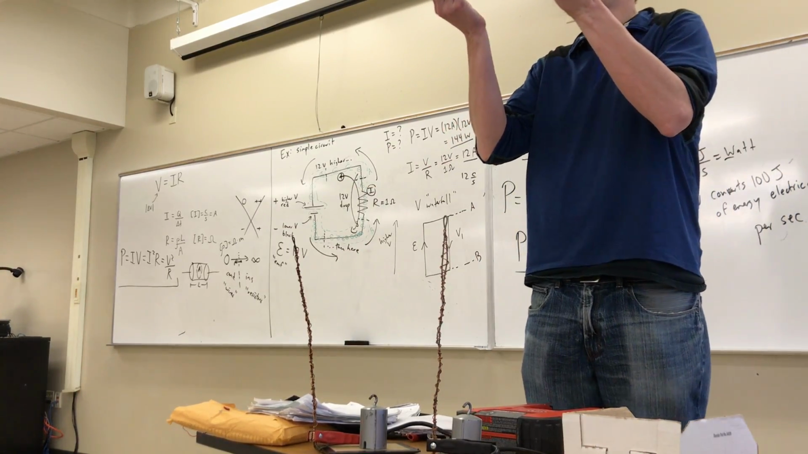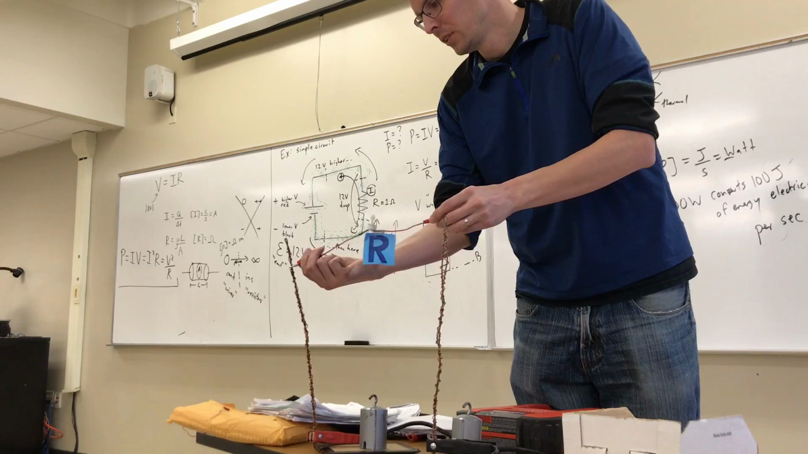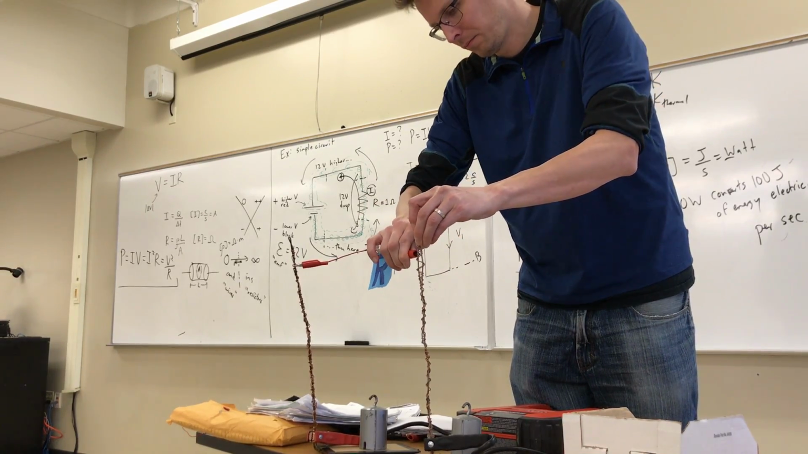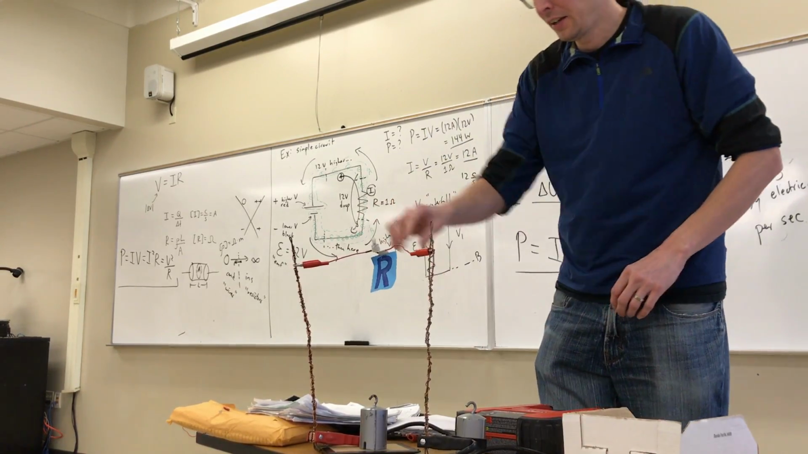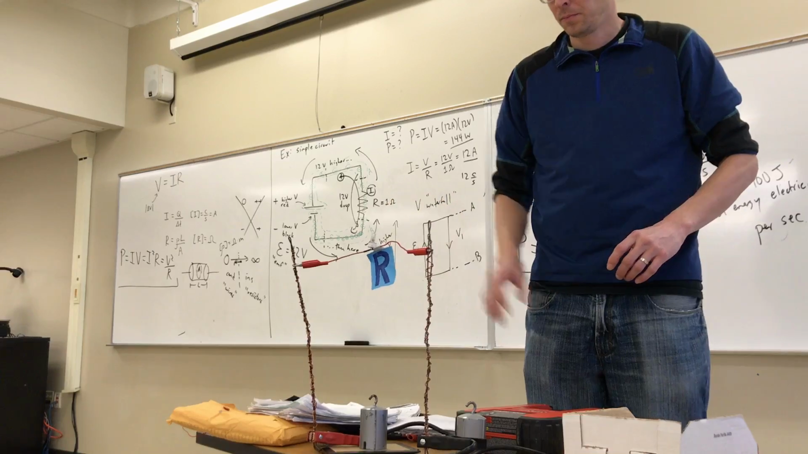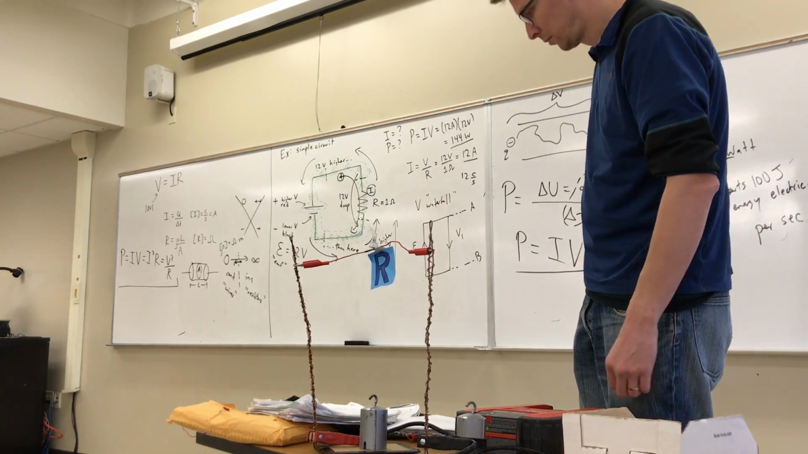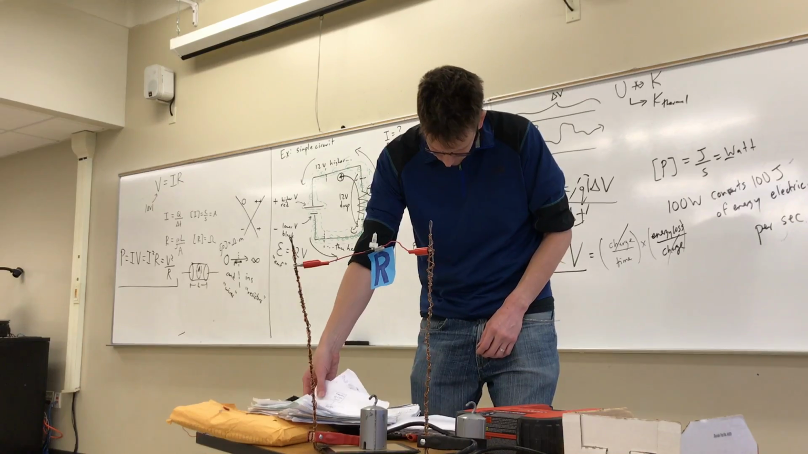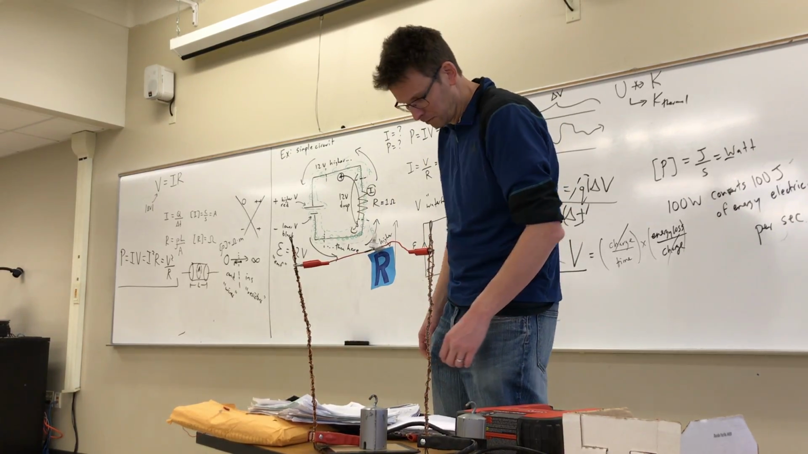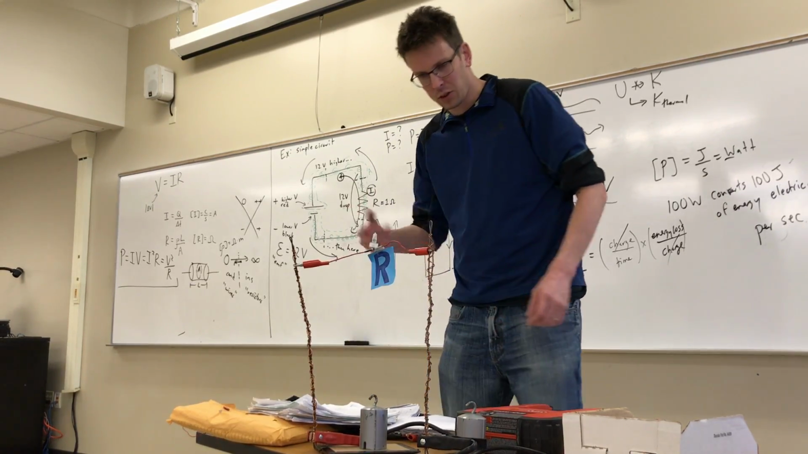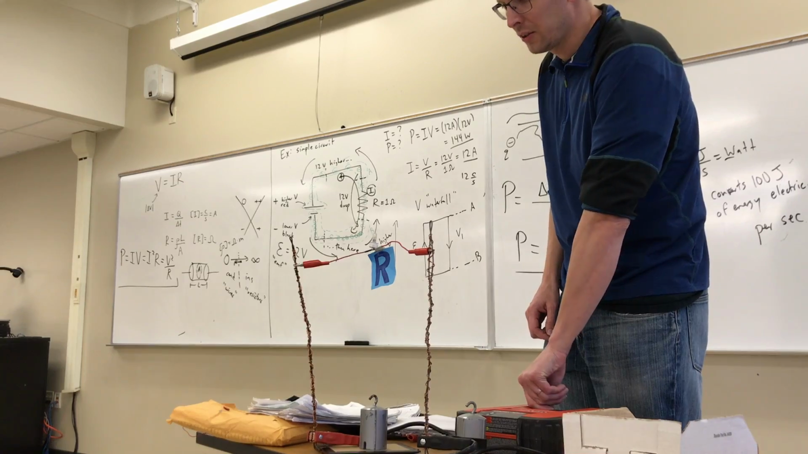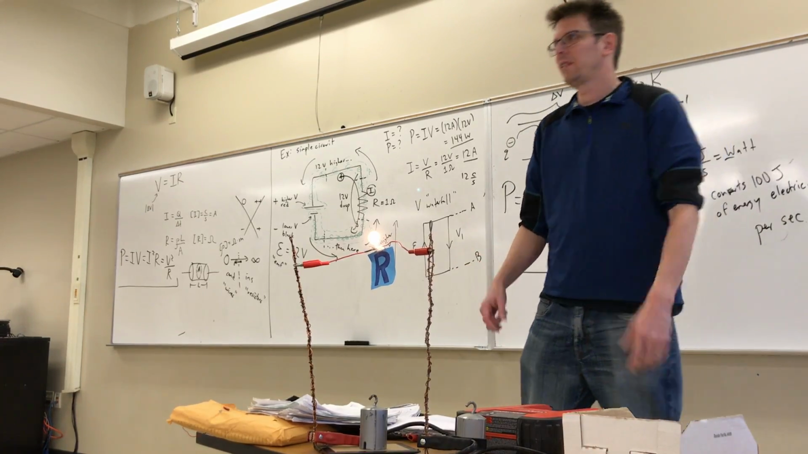Okay, so I take a resistor, this being a light bulb, I connect it across. Let's do this one first. So I turn on the juice here, and we have light, okay?